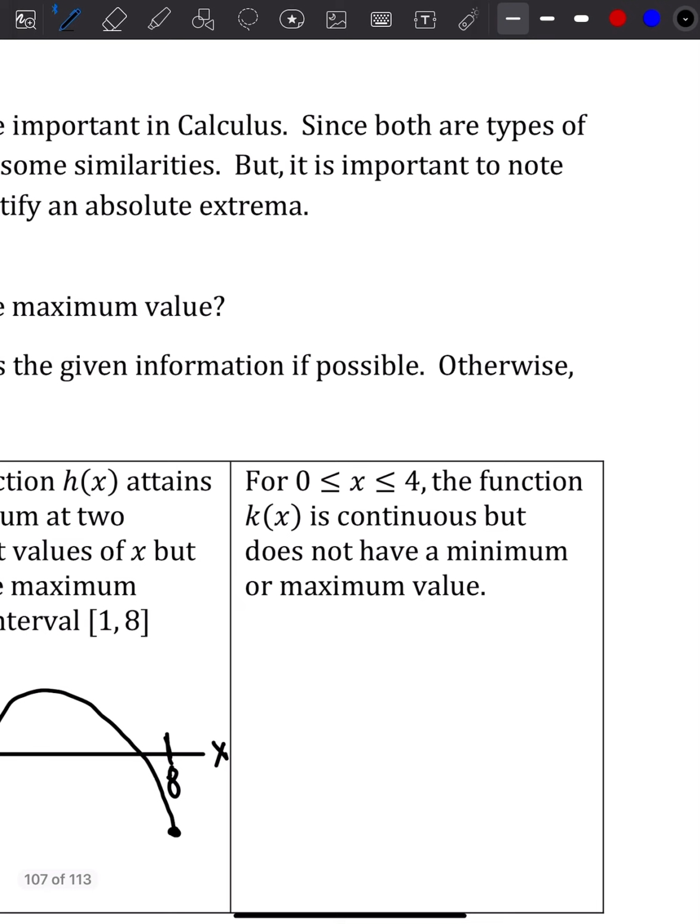For 0 less than x less than 4, so between 0 and 4, the function k of s is continuous but does not have a minimum or maximum value. So this is not possible. The reason is that even if I have a straight horizontal line, we still have a value. So we can't do this one.